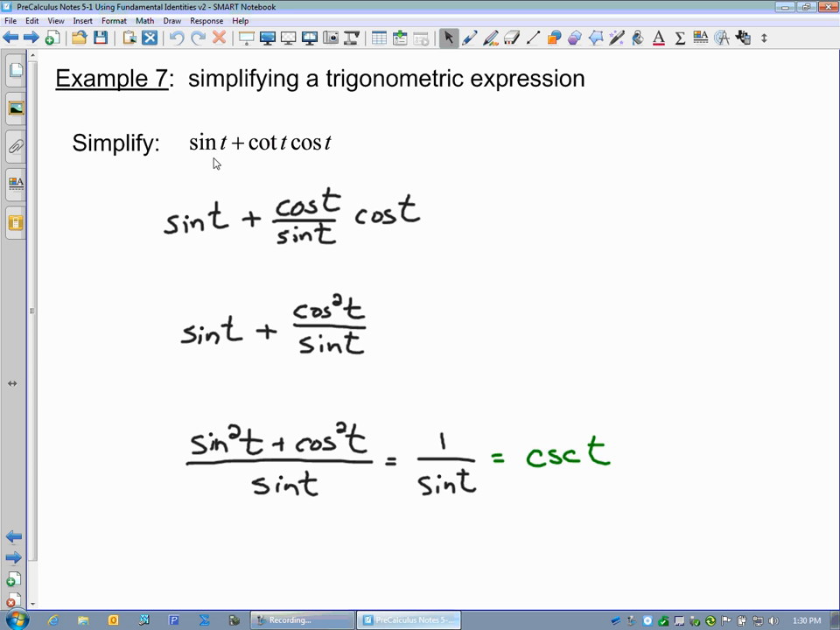So notice how we have an expression with 2 terms and 3 different functions, but with a little manipulation it all becomes 1 term and 1 function.